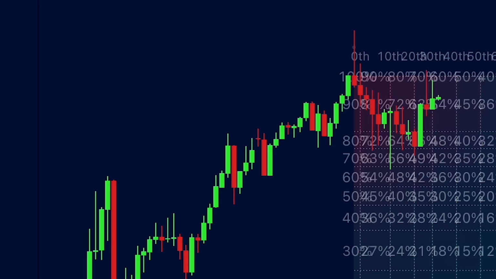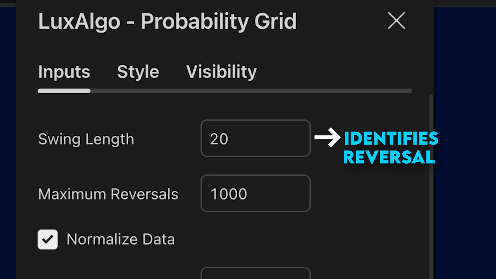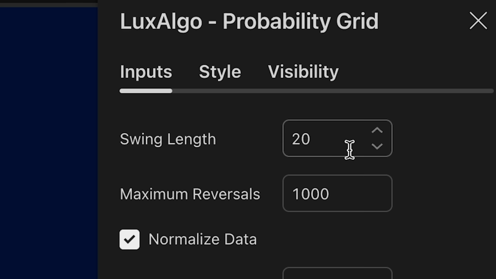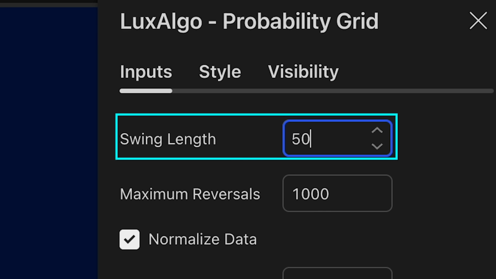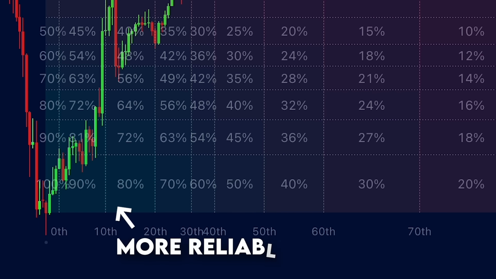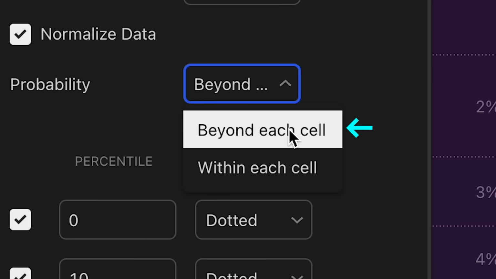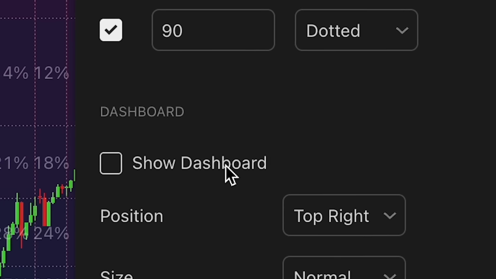Next, set your swing length to 20 for most timeframes. This determines how the algorithm identifies reversal points for its calculations. For maximum reversals, use 50 for enough statistical significance, because the more historical reversals you include, the more reliable your probability calculations become. Now, under probability mode, keep it on beyond each cell for reversal trading. This shows you the cumulative probability of price not reaching certain zones.